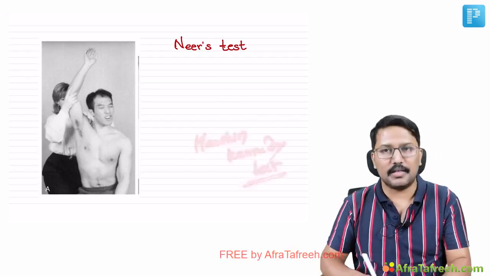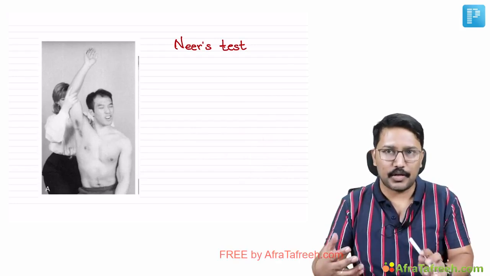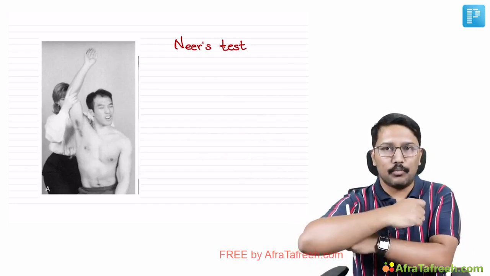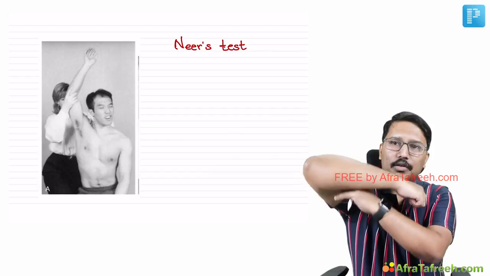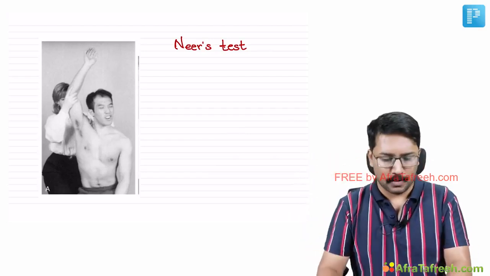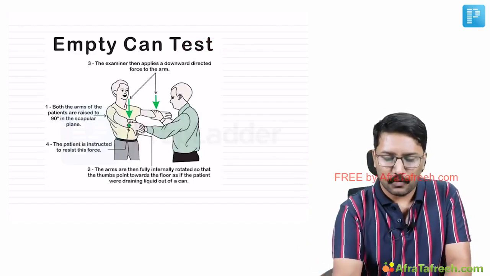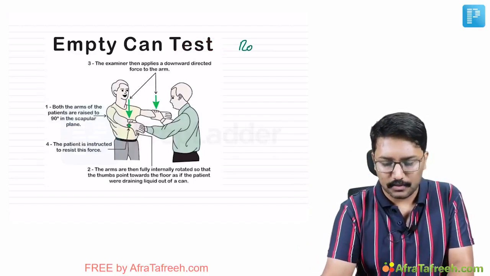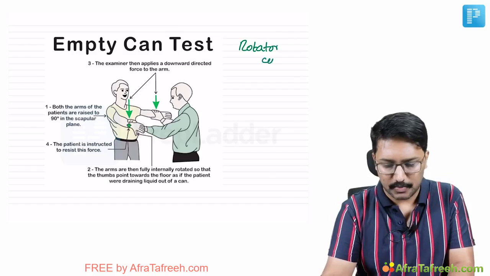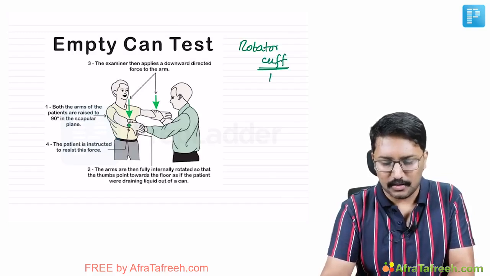The difference between the Neer's test and the Hawkins-Kennedy test is that it is the same maneuver, but we do it with the elbow flexed. Clear? Okay. Now, what is being demonstrated here is the empty can test. Why do we do that? We do that for a rotator cuff injury, mainly when we suspect the supraspinatus tendon is affected.